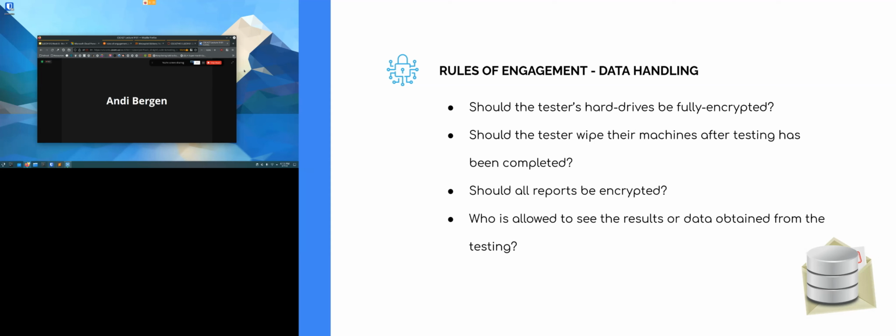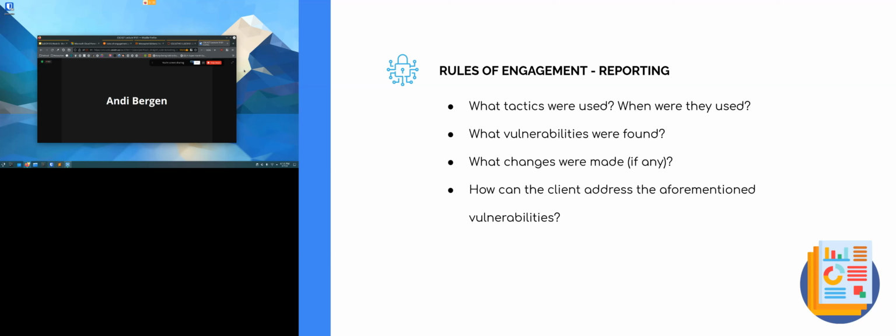Lastly, the reporting part will specify how you should construct your report after you finish your penetration testing of the system. For example, which tactics were used, when they were used, and what vulnerabilities you found in the system, how critical they are, what risks they pose to the client or to the system, which part of the system is affected, and whether the public can exploit these vulnerabilities. After you found the vulnerabilities, you will need to specify what changes you made to the system, and how the client should address these vulnerabilities.